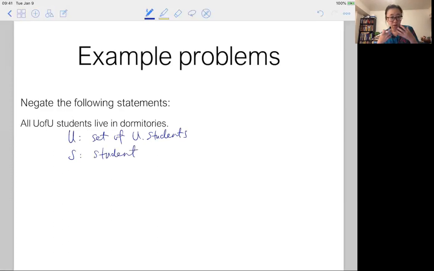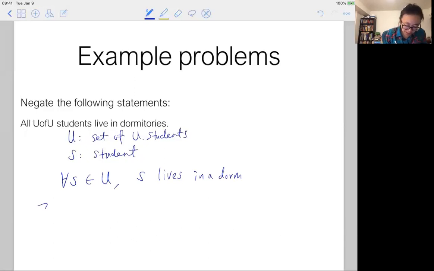The statement "you students live in a dormitory," if I translate it into a quantified predicate, is: for all students S in the set of University of Utah students, the student lives in a dorm. That is the original statement.